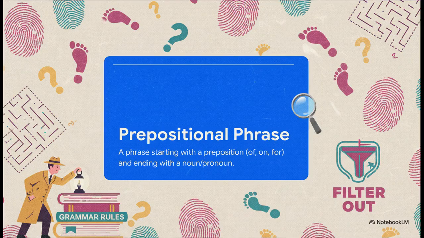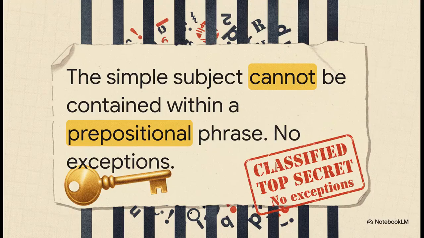So, what the heck is a prepositional phrase? It's just a little group of words that kicks off with a preposition, words like of, on, in, at, for, and it ends with a noun. They're useful. They add extra details. But here's the key. They are never the core of the sentence. And this brings us to the single most important rule of this whole investigation. I mean it. If you remember one thing today, make it this. The simple subject is never, ever inside a prepositional phrase. Ever. No exceptions.